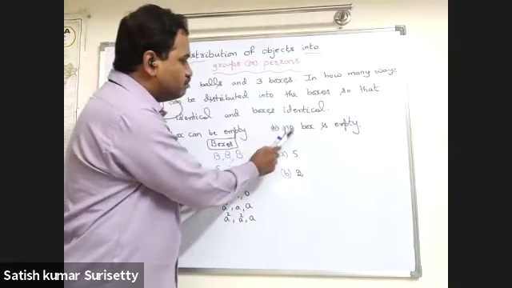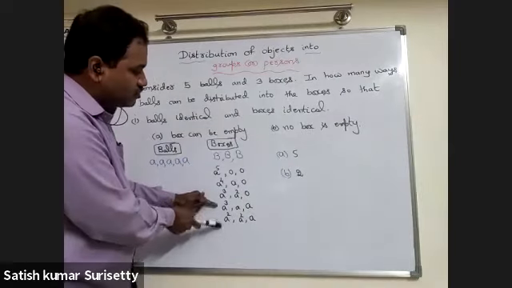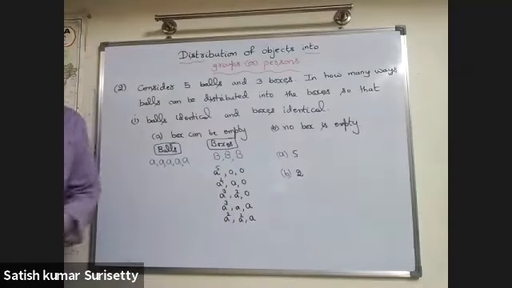Second bit, that is, no box is empty. That means you have to consider only these 2 cases. So that's why the answer is 2.